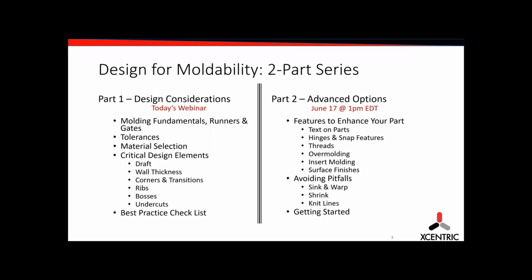Today we're going to be talking about some basic mold fundamentals: what makes up a mold, the runners, gates, just some overall basics. Then we'll get into tolerancing, material selection, and then some design elements, mainly looking at draft, wall thickness, corners, transitions, ribs, bosses, and undercuts. And then we've got a little best practice checklist at the end that you can print out. And with that, let's get started.